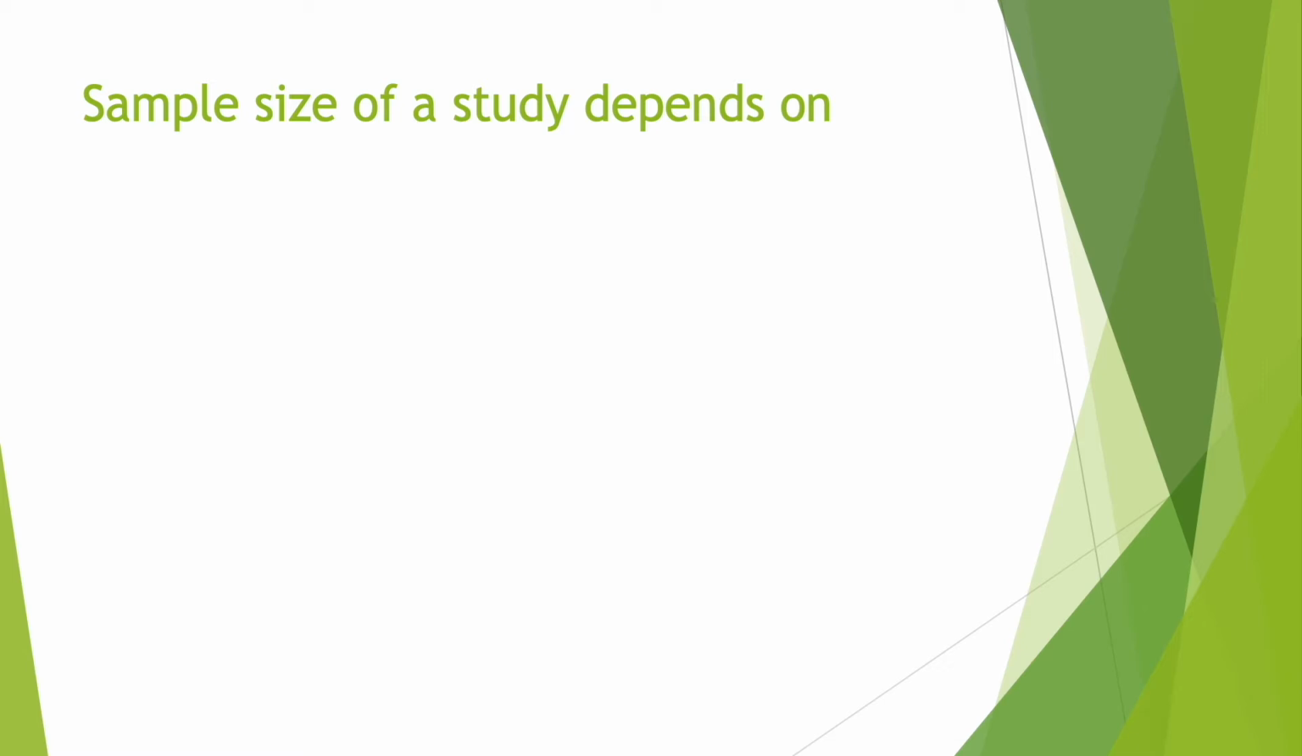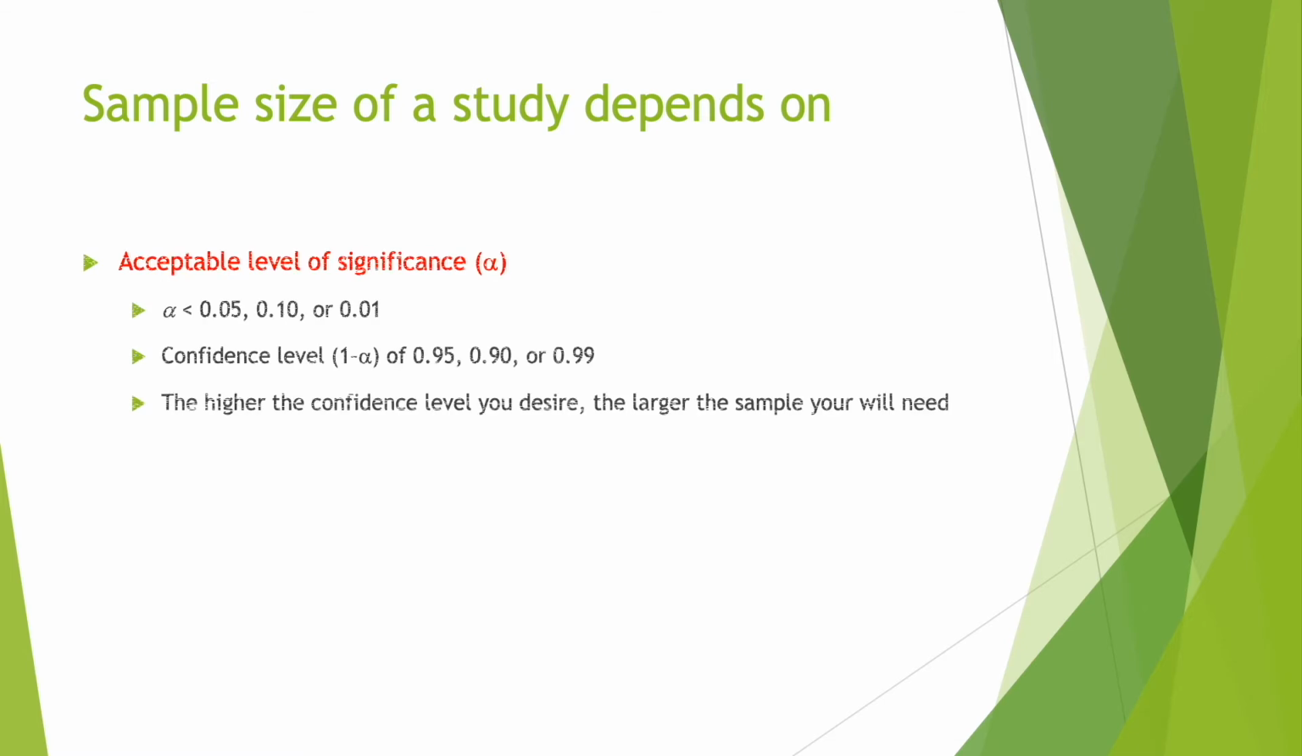There are a number of factors on which sample size is dependent. The first is the level of significance, or alpha, that is considered acceptable by the researchers. In clinical research, we almost always default to an alpha of 0.05, which corresponds to a confidence level of 95%. Bottom line is, the smaller your alpha, or correspondingly, the higher your confidence level, the larger the sample size you'll need.